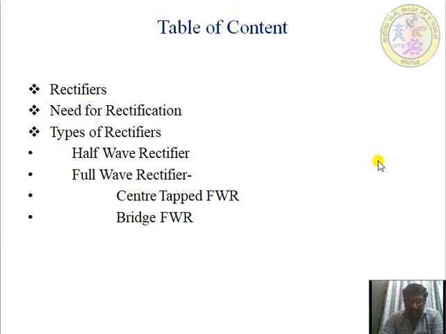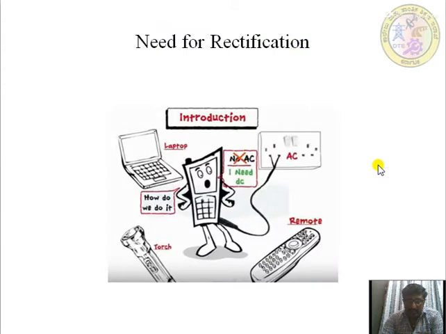Rectifiers have two types: half wave rectifier as well as full wave rectifier. Once again, in a full wave rectifier we have the center tapped full wave rectifier or the bridge rectifier, depending upon the number of diodes used. So we have been differentiating the type of rectifiers. First, why do we need rectification.